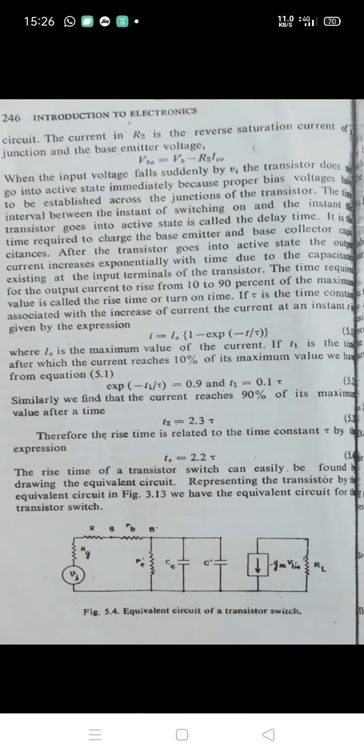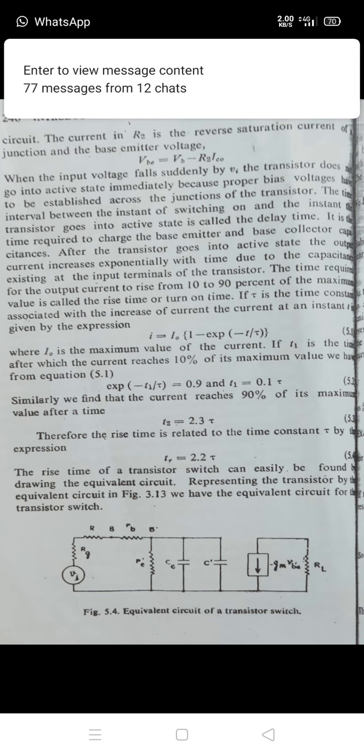Now it is all a bit theoretical, so you have to read it. Continue. What is turn on time? What is delay time? These definitions can come in the exam. So this is the equivalent circuit of a transistor switch.